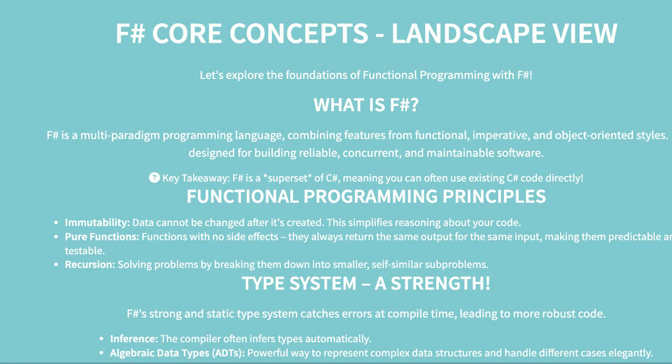One of its core strengths is that it emphasizes immutability and pure functions, which makes your code easier to understand and reason about. We'll also look at the amazing type system F# has. It's really powerful because it catches a lot of errors before they even make it to runtime. And don't worry about getting bogged down in the details, we're just focusing on these core concepts today.